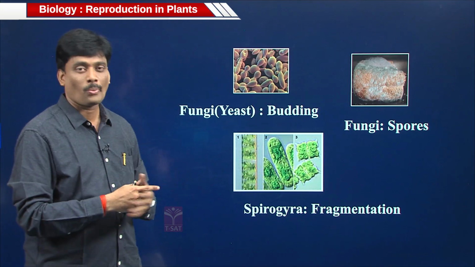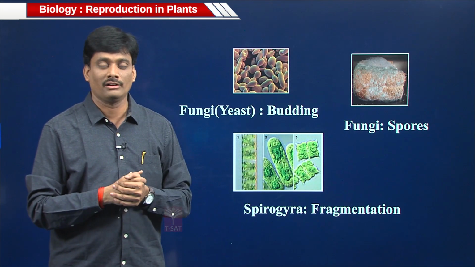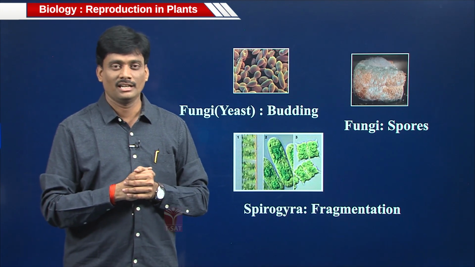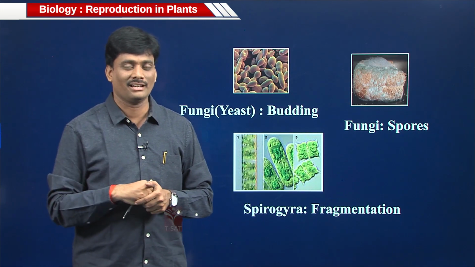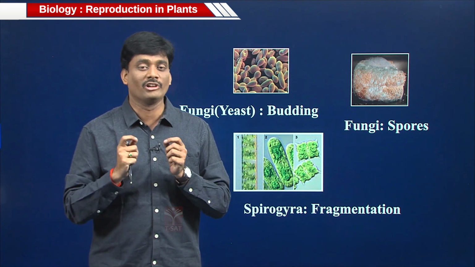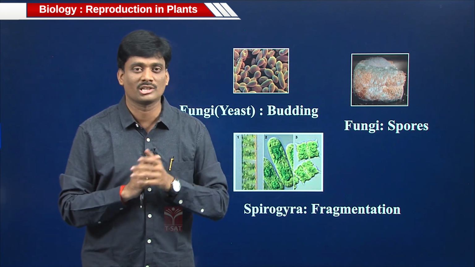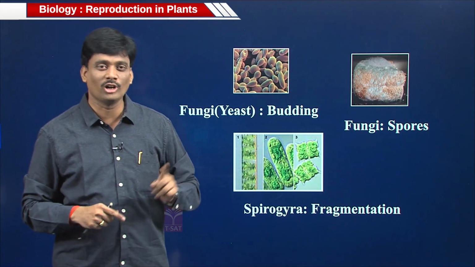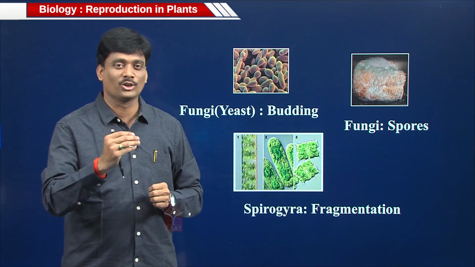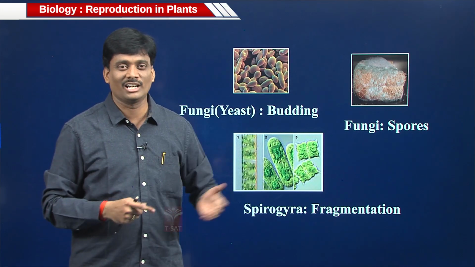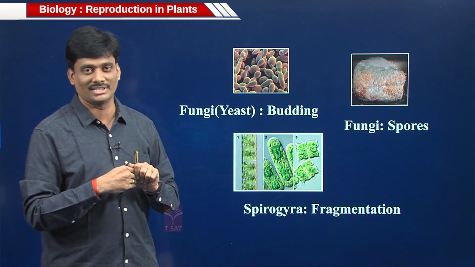And next Spirogyra, it is an algae, as I just said, which reproduces by the process of fragmentation. Here the body of Spirogyra is split into pieces, and each and every piece becomes an individual alga, that is, an individual Spirogyra. Here there is no involvement of male and female plants, but new plants are produced, and this kind of method is called asexual, or vegetative propagation.